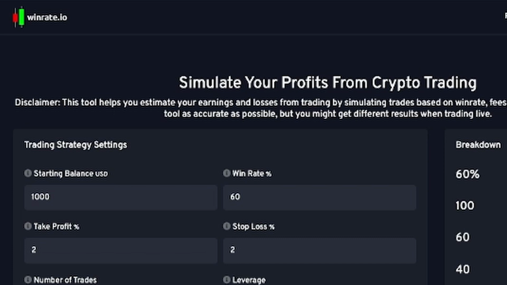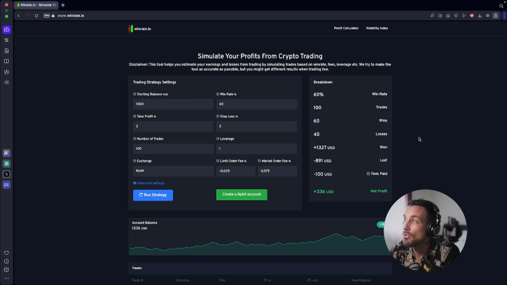So this website, winrate.io, enables us to run a bunch of different calculations. As you can see, it's designed for crypto, but it will work on any platform. The numbers are all the same. You set your starting balance, you set your win rate, you set what your take profit is, your stop loss, and the amount of trades and the amount of leverage that you're using. Now, it's important to understand how leverage works.